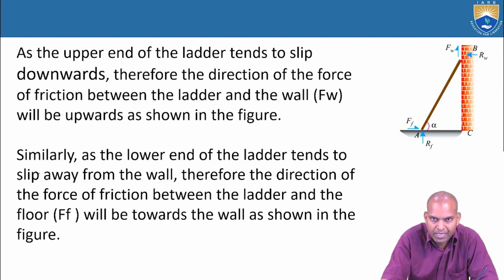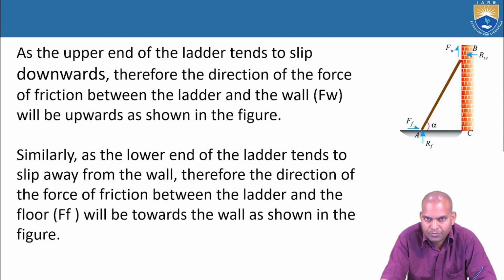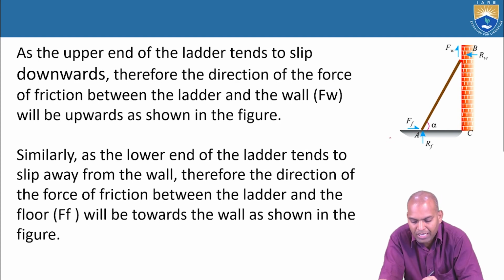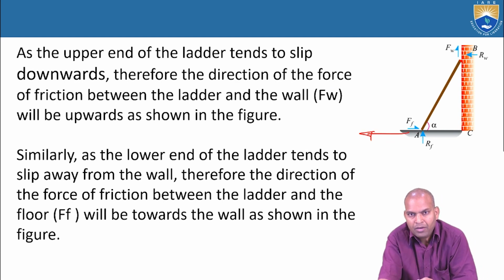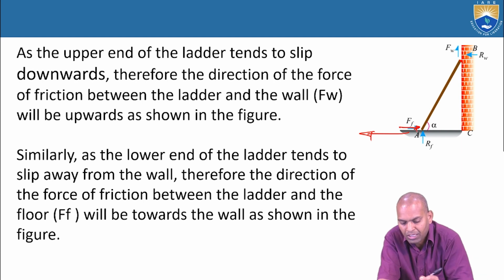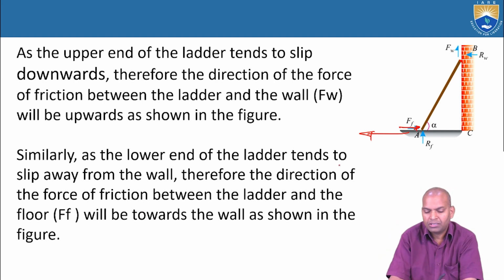Now similarly at the lower end, the contact between the ladder and the floor is point A. The tendency of slipping is going towards the left direction, away in this direction. What about the direction of the frictional force? It is opposite to the direction of the motion or movement of the slip. If the tendency of the slip is the left direction, the frictional force is the right direction. And if the tendency of the slip is the right direction, the frictional force is towards the left.